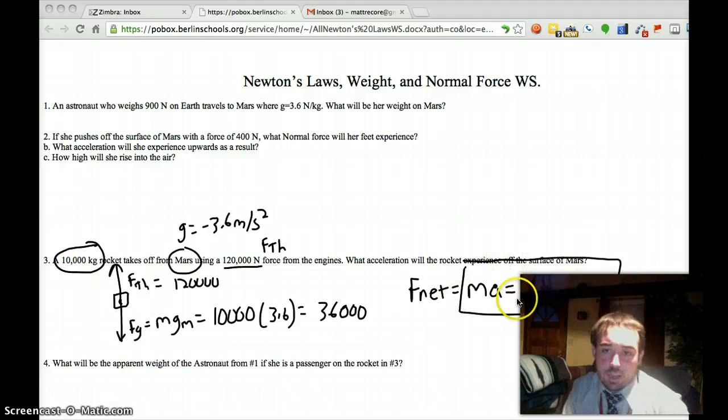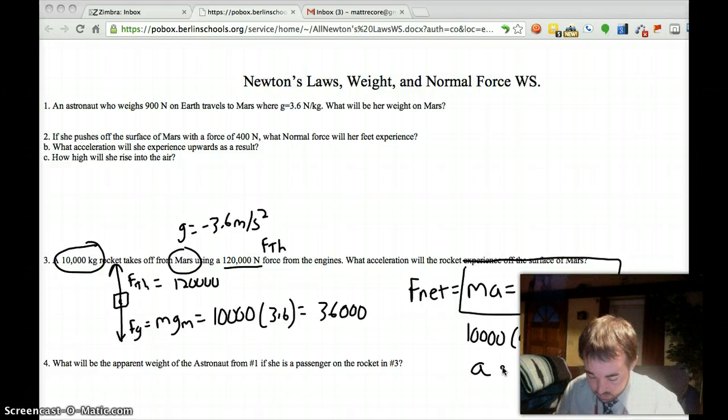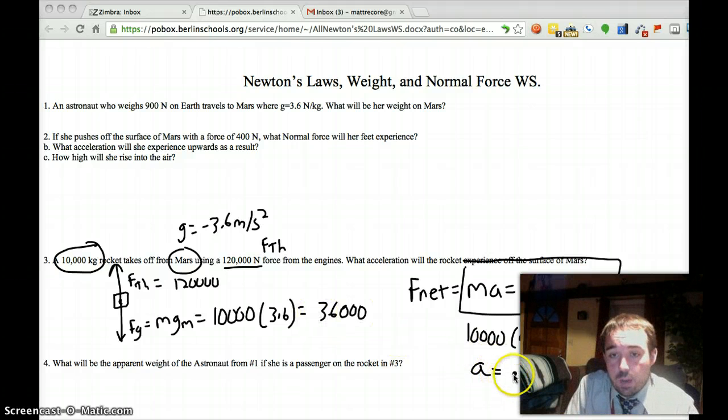See that this equation kind of looks familiar each time, just labeling these forces differently. So our mass 10,000, solving for A, equals thrust 120,000 plus negative 36,000, and we solve that for A, 120,000 minus 36,000 divided by 10,000 to get an acceleration upwards of plus 8.4 meters per second squared.